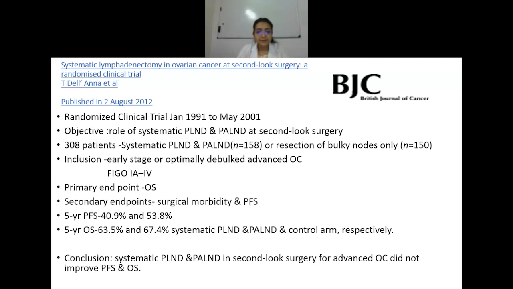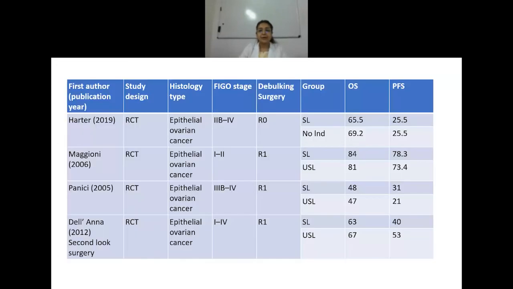Primary endpoint was overall survival. Secondary endpoints were surgical morbidity and progression-free survival. 5-year progression-free survival was 40 and 53 in the groups, and overall survival was the same, respectively. The conclusion was that systematic pelvic lymph node dissection and para-aortic lymph node dissection in second-look surgery for advanced ovarian cancer did not improve the progression-free survival or overall survival. Now, in summary, we can conclude all the RCTs.